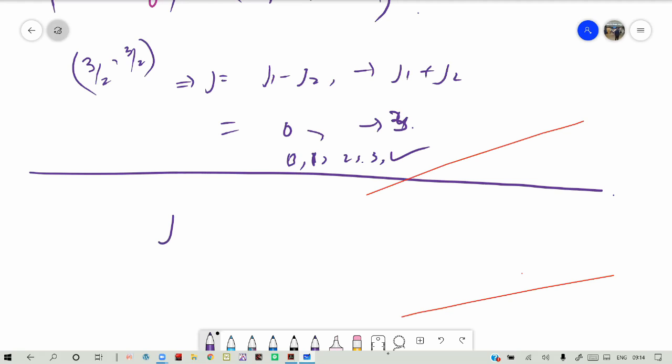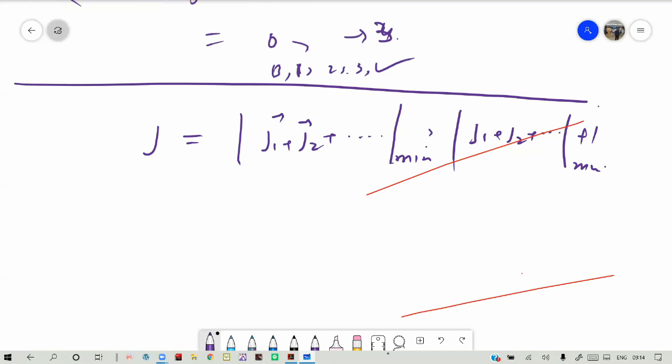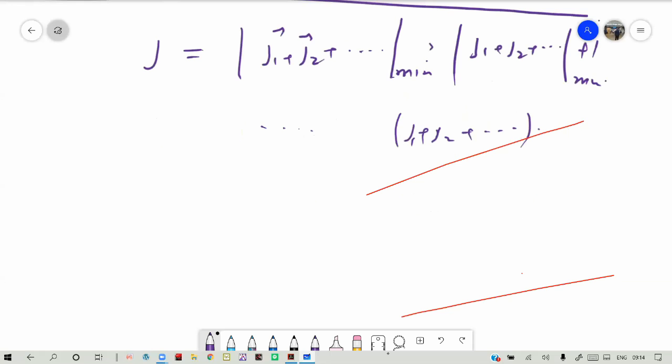Before that, the general formula for total J will be J1 plus J2 down to the minimum, as we have done in case of LS coupling. That means we are subtracting, J1 minus J2, up to J1 plus J2 maximum. This is the maximum. And you can also determine those spectral terms that we will discuss later. I will show you them separately.